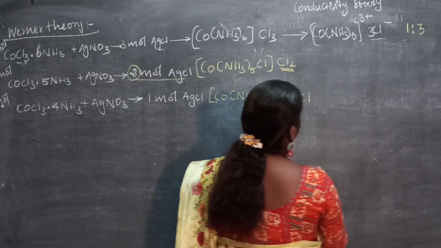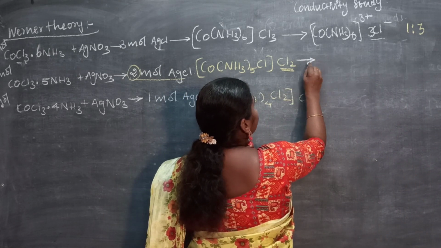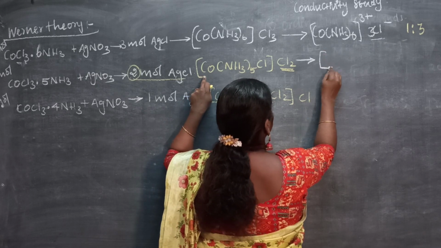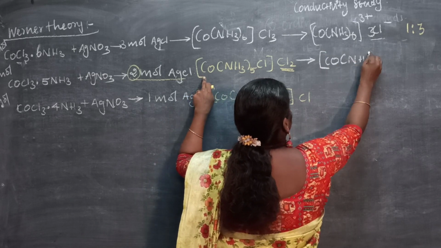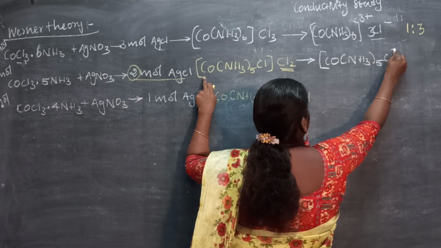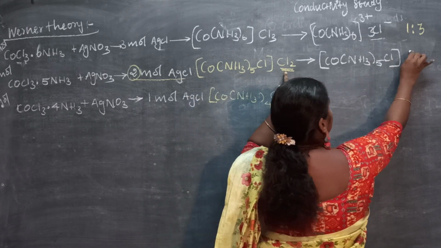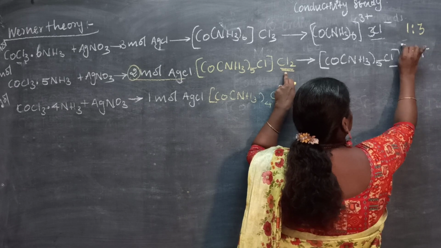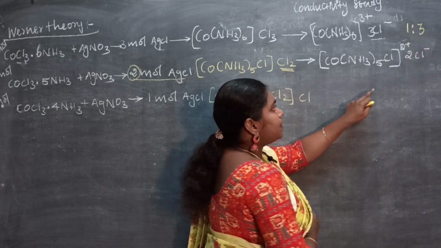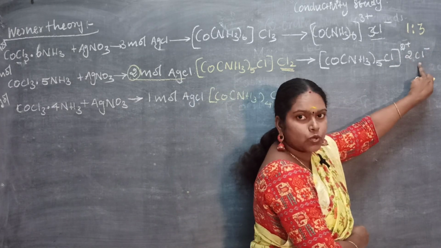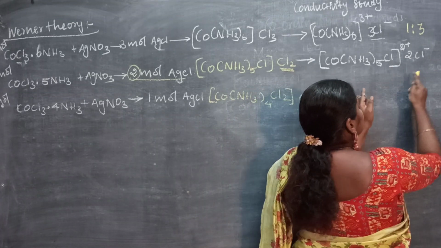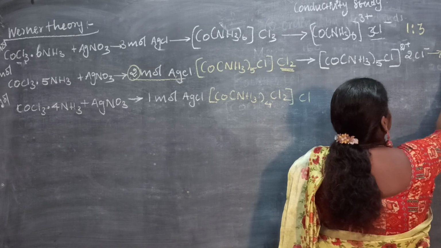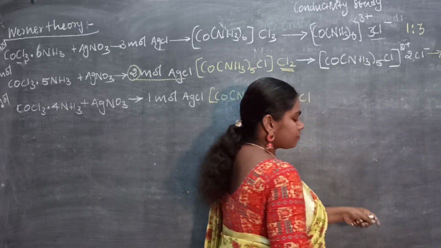But in the second complex, based on conductivity, it dissociates as [Co(NH3)5Cl]2+ and 2 Cl minus ions outside. Here it is 2 plus, and 2 Cl minus, so here it is 2 ions and here it is 1 ion. Totally it is 1:2 electrolyte, 1:2 electrolyte.